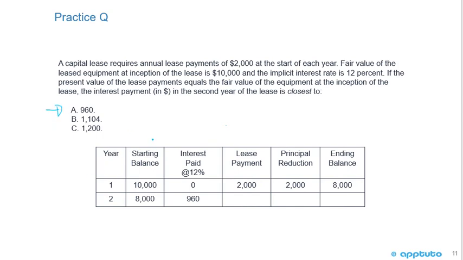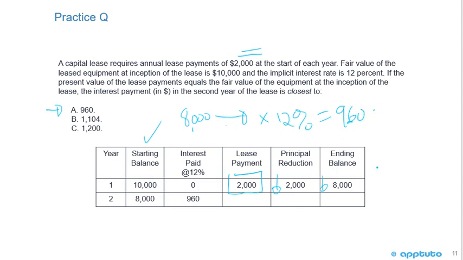So all we need to do is set up our amortization table, and we know the starting balance is $10,000. The payment is made at the start of each year. So when you make that first payment of $2,000, that's going to reduce the principal. So I have a balance of $8,000. That says ending balance at the end of the year, but that's the balance for the whole year, times 12% is going to equal $960, okay?